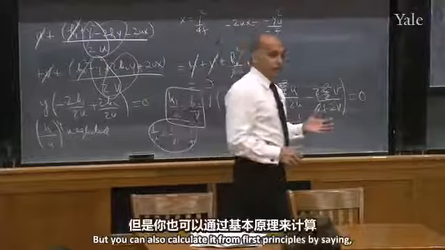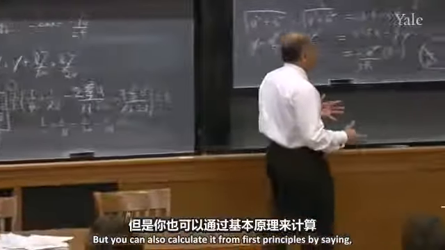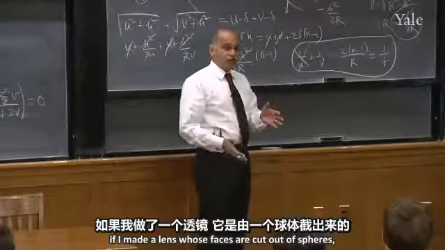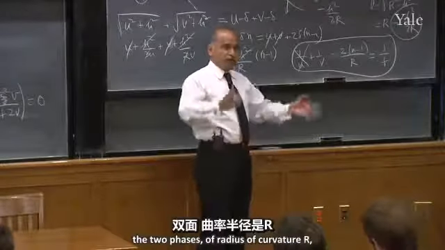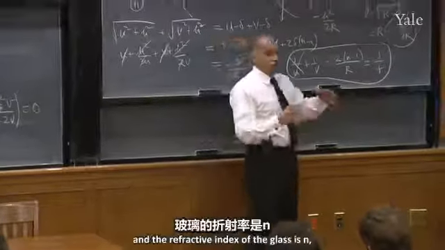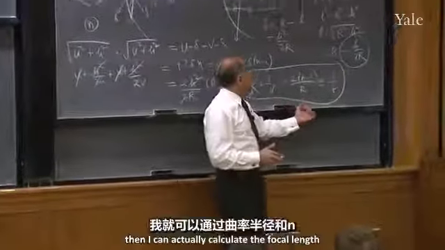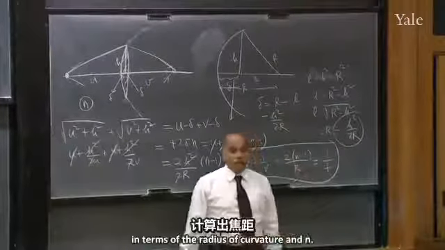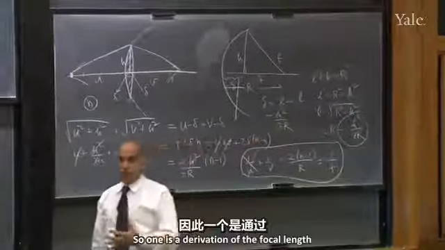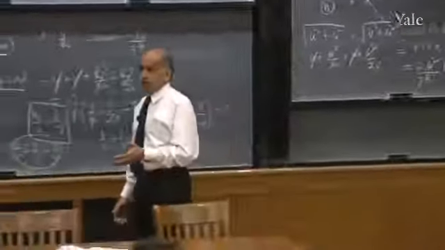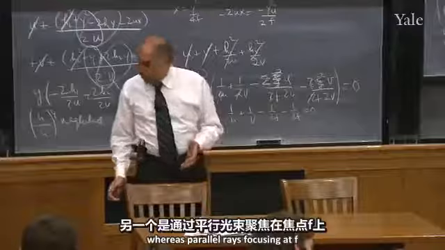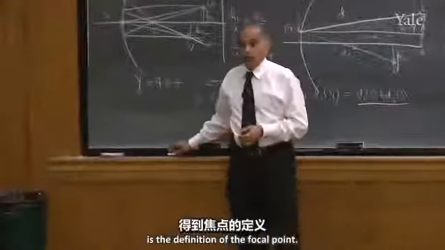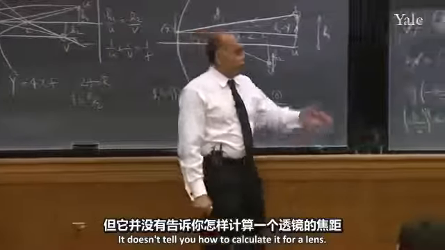But you can also calculate it from first principles by saying, if I made a lens whose faces are cut out of spheres, the two faces, of radius of curvature r, and the refractive index of the glass is n, then I can actually calculate the focal length in terms of the radius of curvature and n. So one is a derivation of the focal length in terms of other given parameters, whereas parallel rays focusing at f is a definition of the focal point. Doesn't tell you how to calculate it for a lens. But this will tell you.